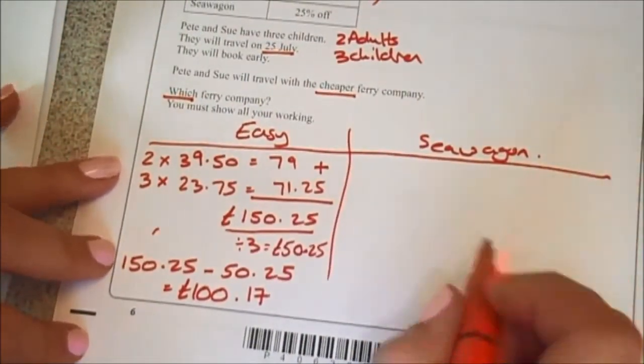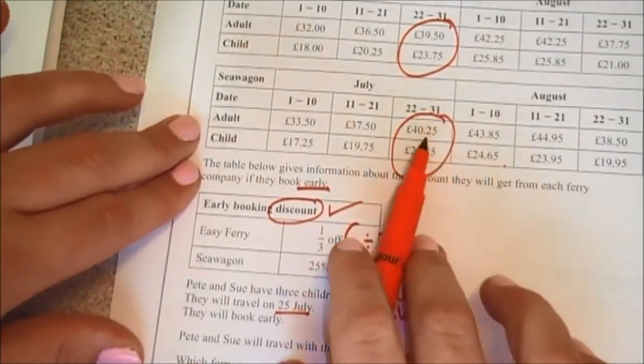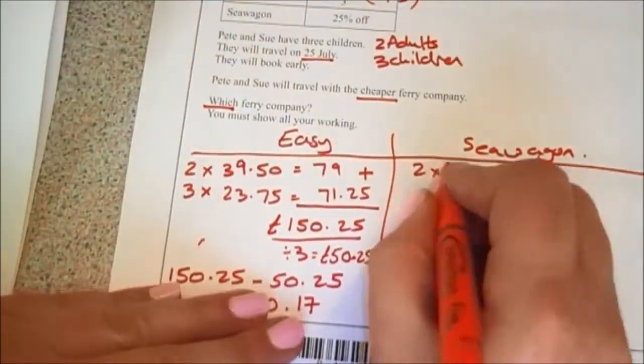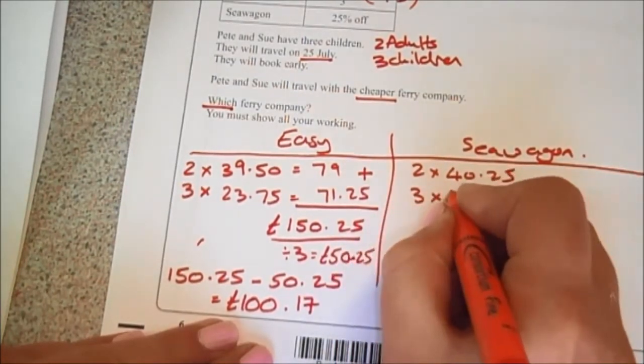Now let's look at Sea Wagon. So Sea Wagon has 2 adults, and Sea Wagon's adult price is £40.25. So I've got 2 lots of £40.25. I've got 3 lots of child prices, which is £21.85 there.